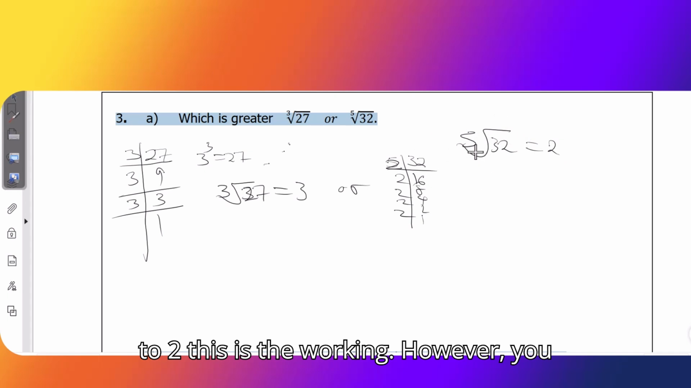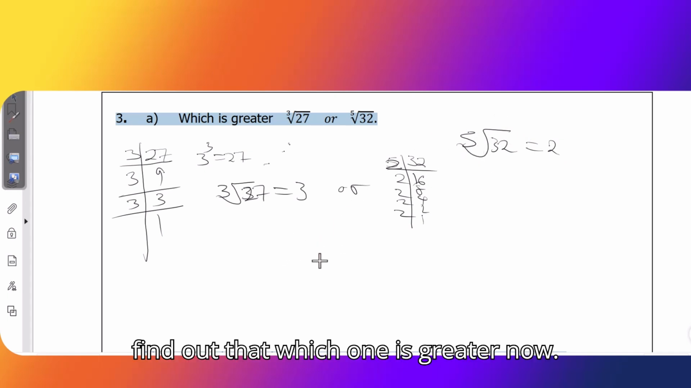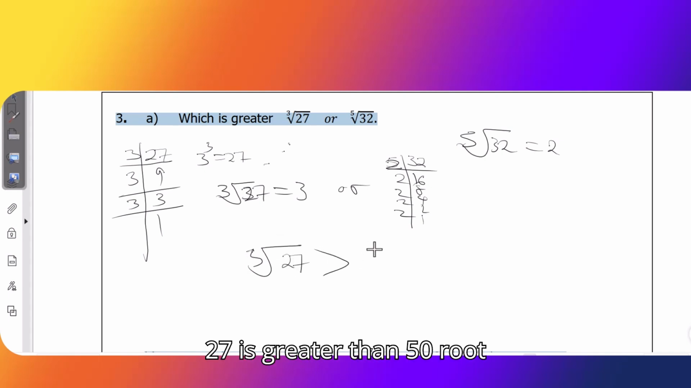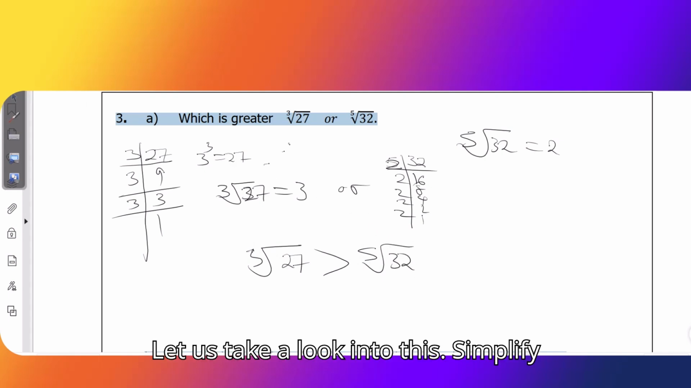This is the working. However, which one is greater now? When you're writing, you'll be saying the cube root of 27 is greater than the fifth root of 32. Only that.